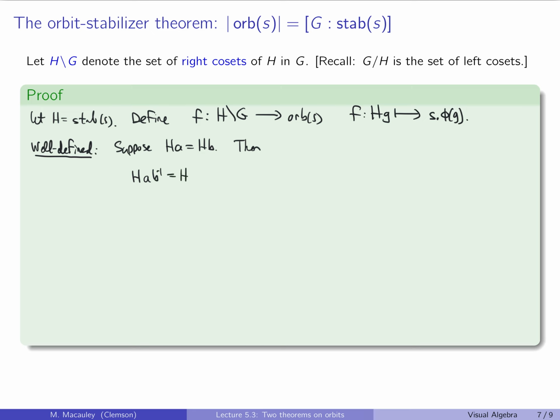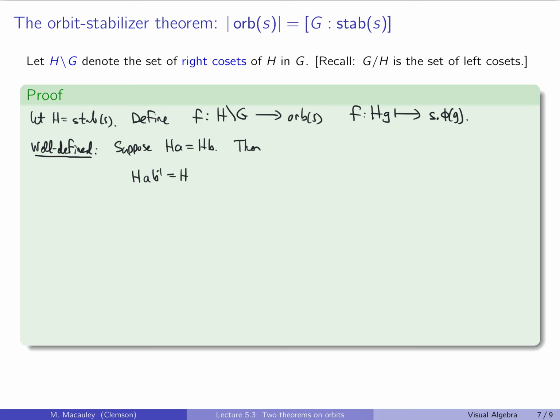Well, then what else can we do? By our boring but useful coset lemma, we can say that this means that A B inverse is in the stabilizer H. Because again, if H times some element X equals H, that means that X had to be inside of H. So that is Hx equals H if and only if X is in H. Now, what next? Well, this being in H means that A B inverse is in the stabilizer. So that means that S dot phi of A B inverse equals S, and this is just the definition of the stabilizer.